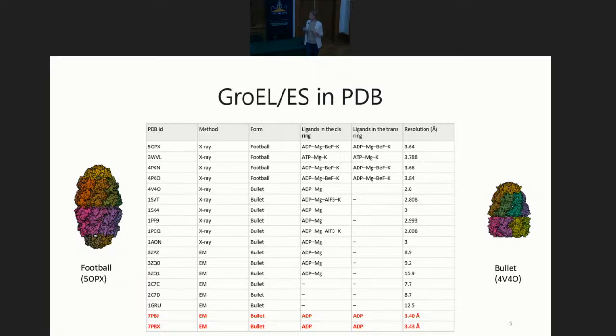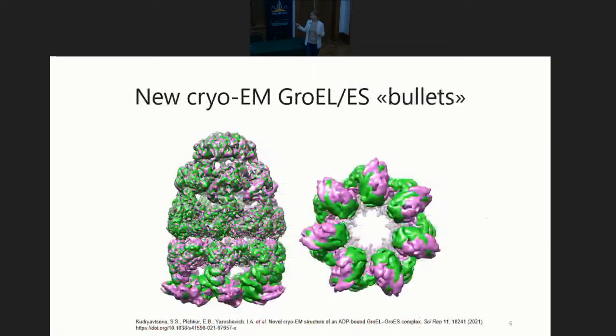We also speculated that this nucleotide is ADP because the resolution of the equatorial part of the complex is usually the highest one, because this is the most stable part of the complex. And we believe that this is an ADP molecule. So we have two structures with the same nucleotide occupancy in two rings, but they were conformationally different. Here are these two structures.